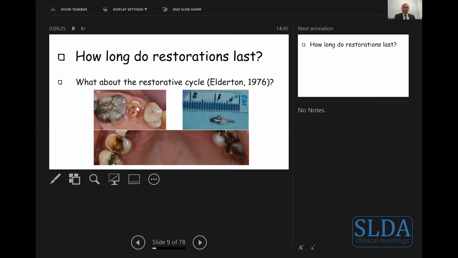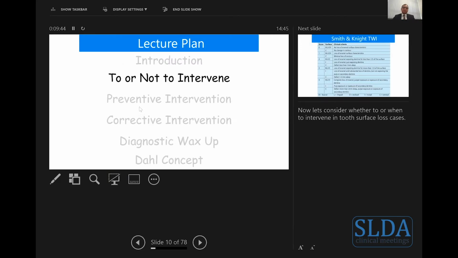So what our aim should be is to start in the restorative cycle to gain time, to delay the progression. So resorting to more conservative procedures that preserve the existing tooth tissue. That should be our primary goal at all times.